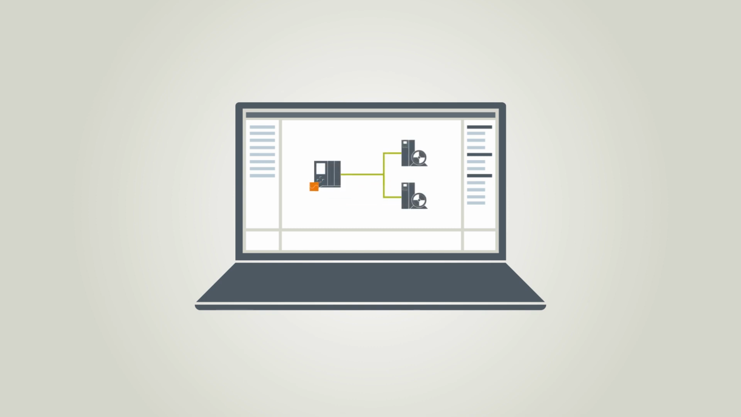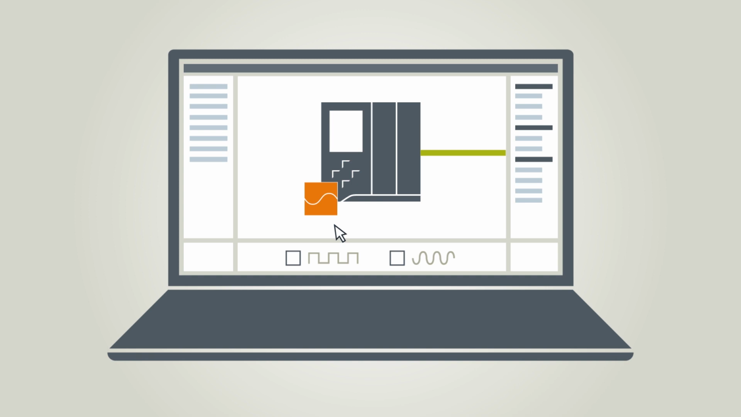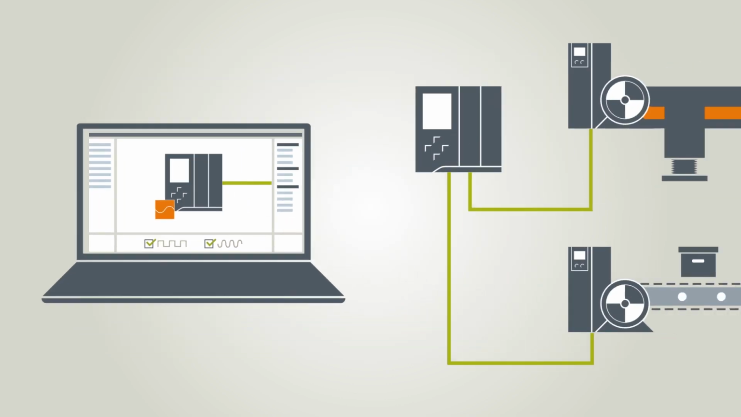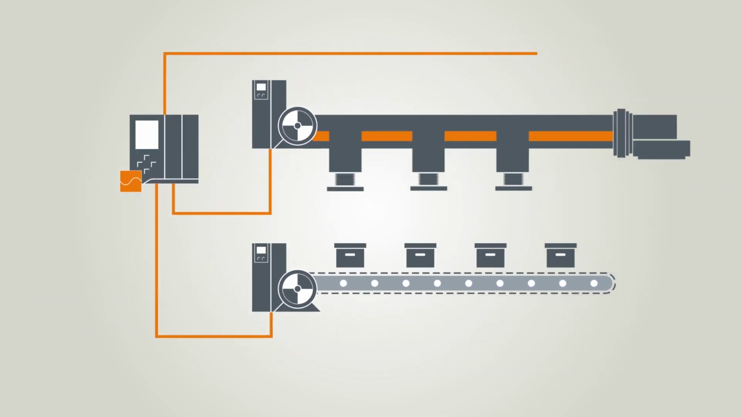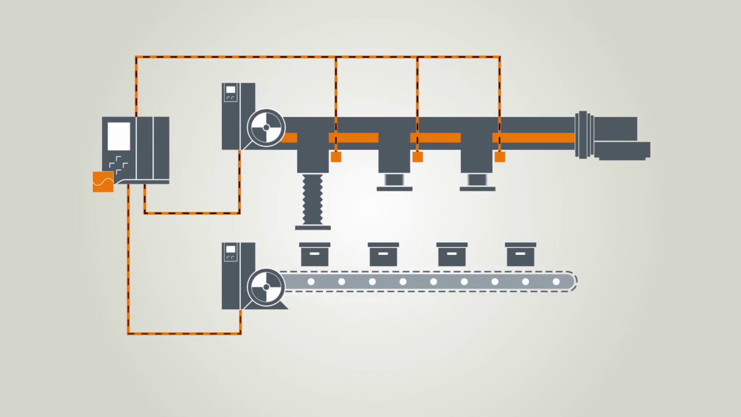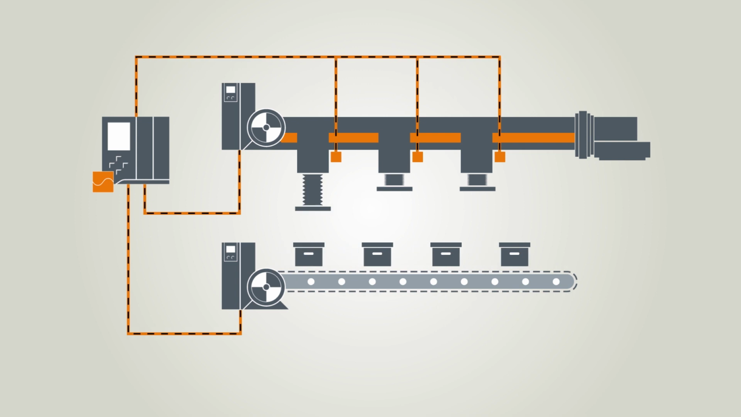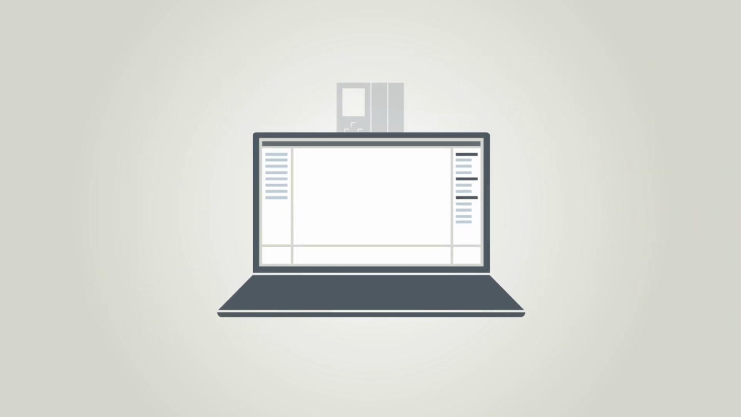Simply specify the binary and analog variables of the device that you want to record in the trace configuration. The trace is then transferred to the controller and activated. As soon as the trigger condition is fulfilled, the values are recorded in the controller independently from the TIA portal.